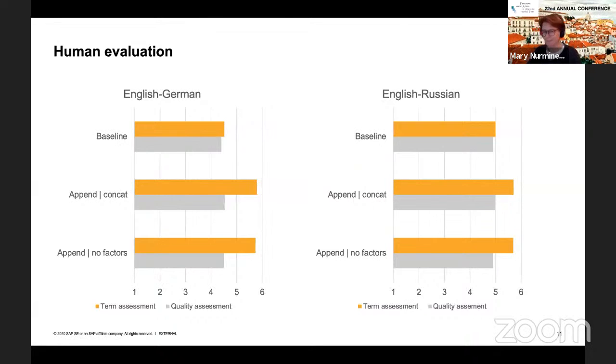Thank you. And for the translation quality, there is not really a difference here. So the term enforcement at least does not have a noticeable side effect on the overall translation quality.